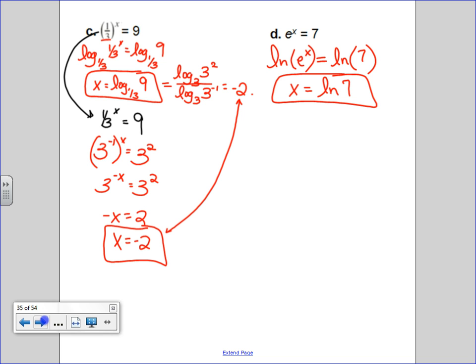So sometimes, guys, it is going to be better to look for one-to-one properties and say, I think I can make their bases the same, and then, answer. But sometimes the one-to-one property isn't going to cut it. I have to go another way, and the inverse property is one of those ways.